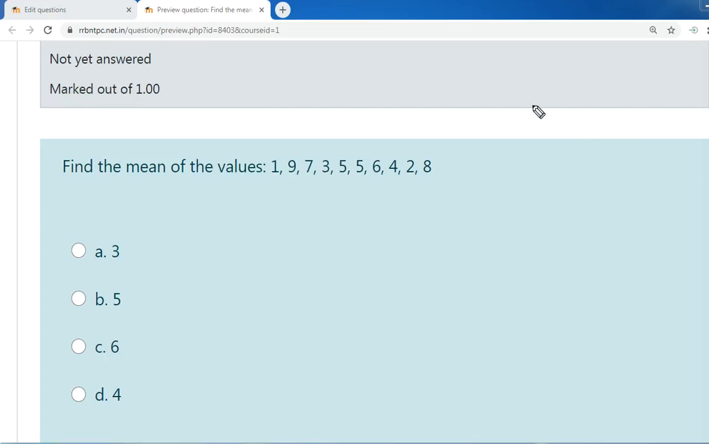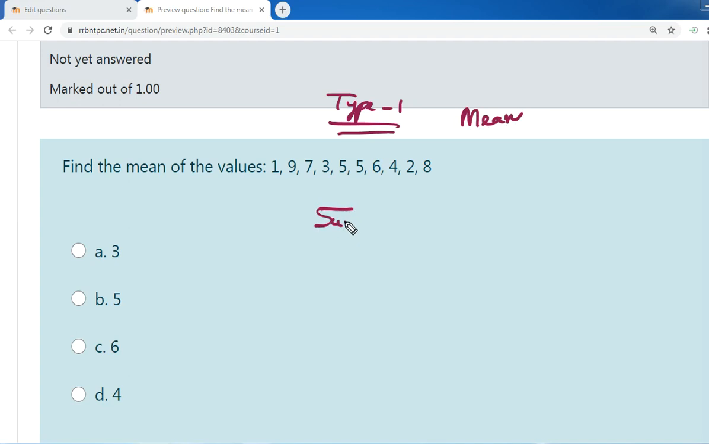So let us discuss elementary statistics, the different types of methods that are asked in the RRB Group D as well as NTPC. Let us discuss the first type, type 1 questions. Type 1 questions will be asked to find the mean of the given values. To calculate the mean, it is very easy. So how to calculate the mean?